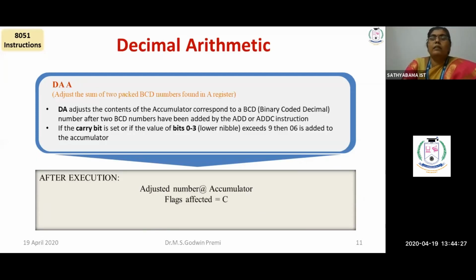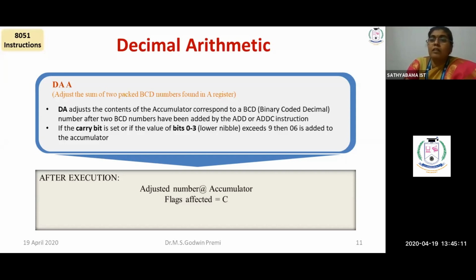In the decimal arithmetic instruction, we have only one mnemonic, DA, that is the first two letters, then a space, there exists a space here: DA space A, decimal adjust the contents of the accumulator. Here the meaning is adjust the sum of two packed BCD numbers found in the A register. So first we have to understand what is the content of the accumulator, because we can adjust the content only in the accumulator. So the data which is present in the accumulator can be adjusted for BCD.